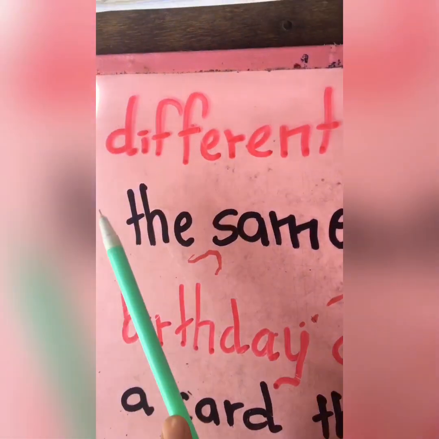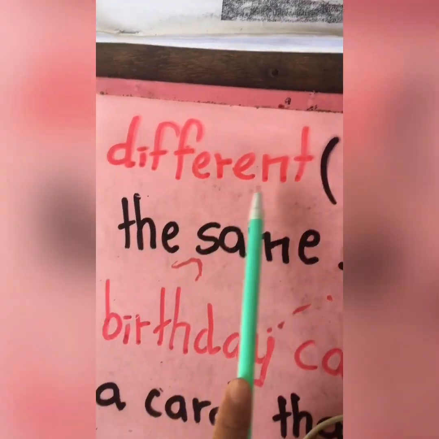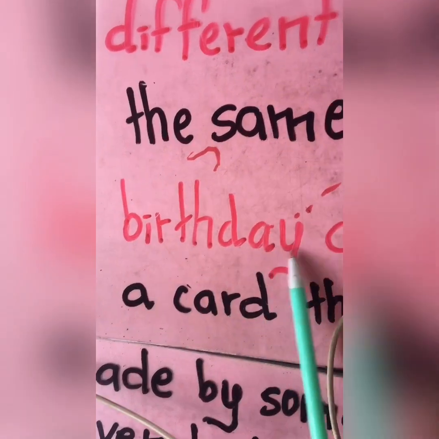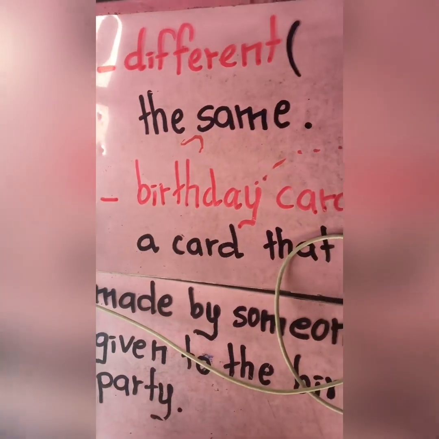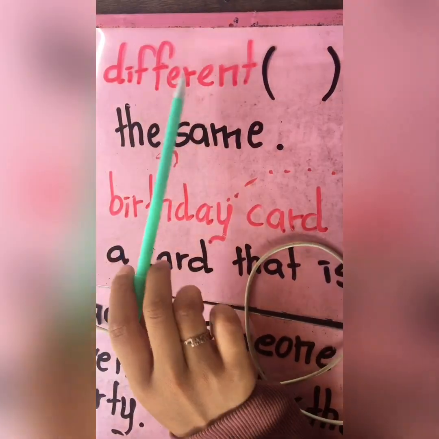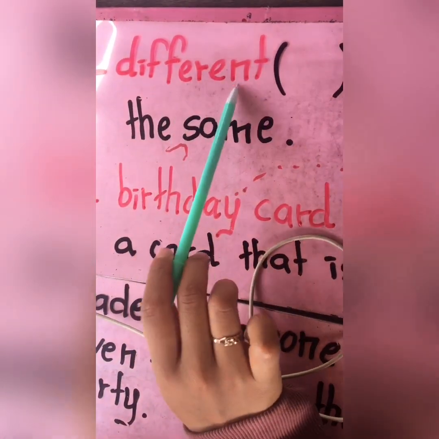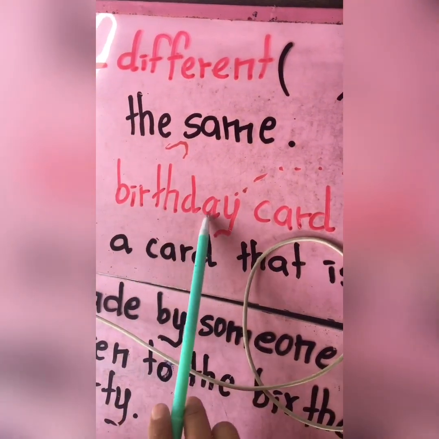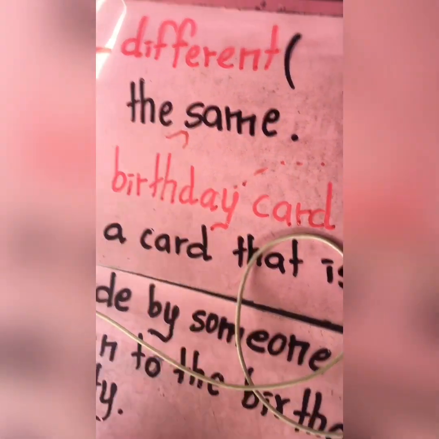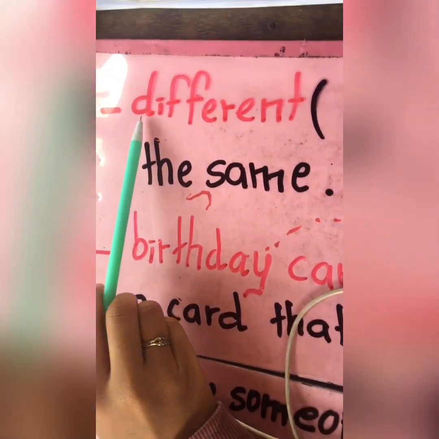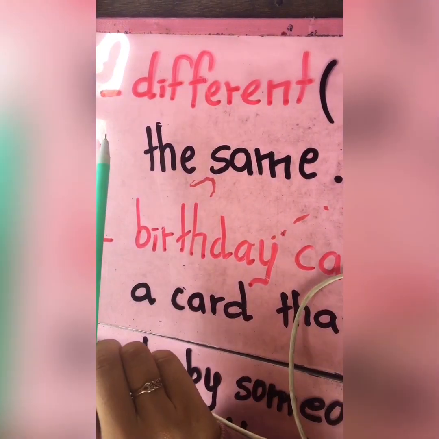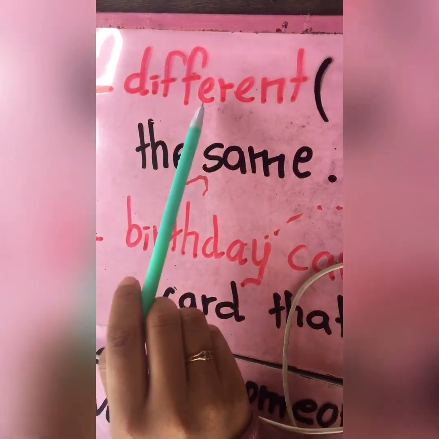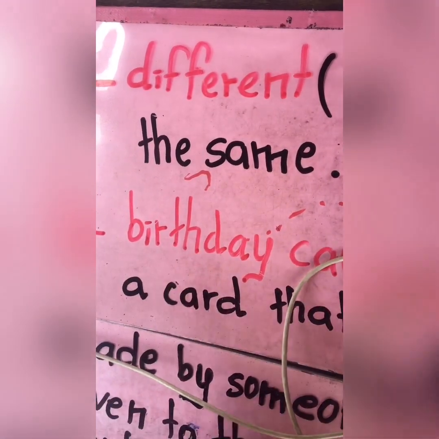Okay, now let's go to the word. So here the word different. Now I want you to read, everyone. 1, 2, 3. Good job. So how do you spell different? So different, spell different. Different, spell different. Now your turn. Different, spell.